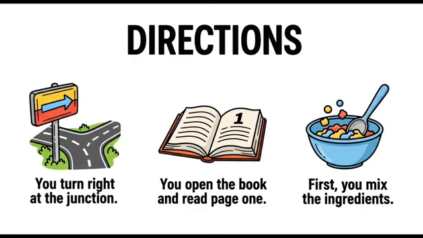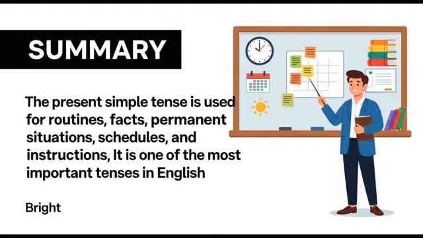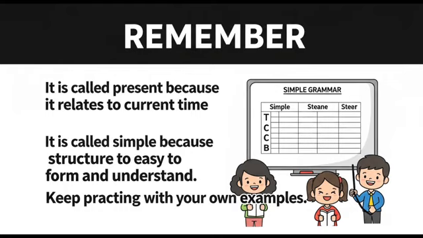So, in summary, the present simple tense is one of the most important tenses in English. It helps us talk about routines, facts, permanent situations, schedules, and instructions. It is called present because it relates to current time, and simple because it is easy to form and understand.